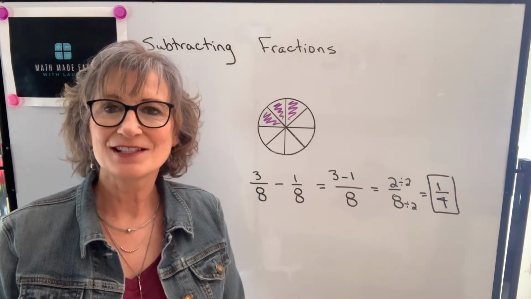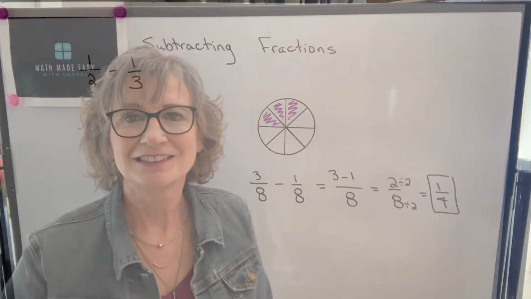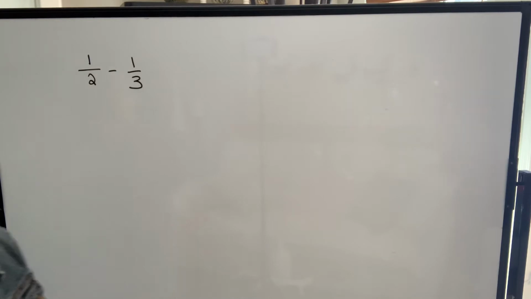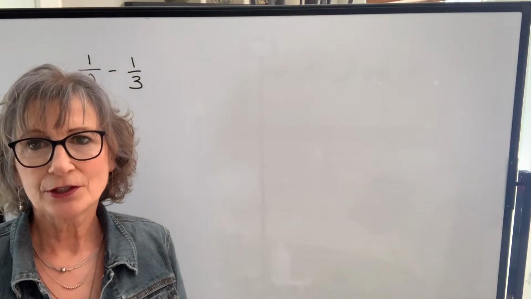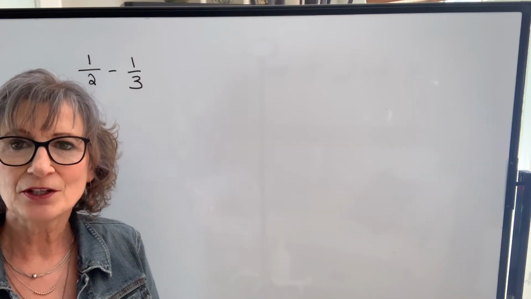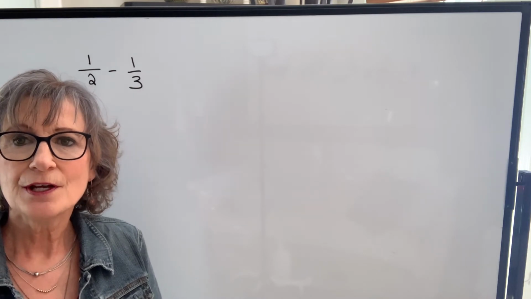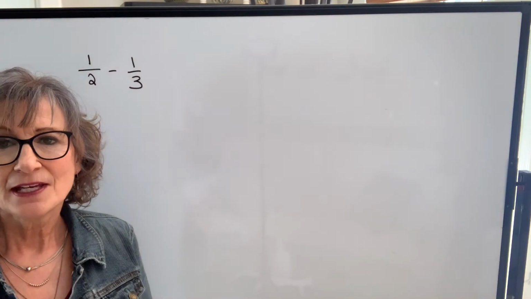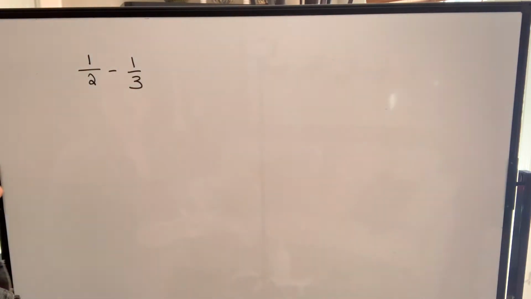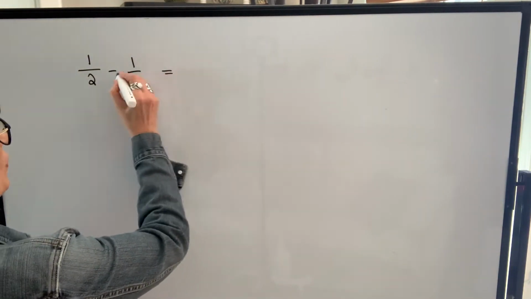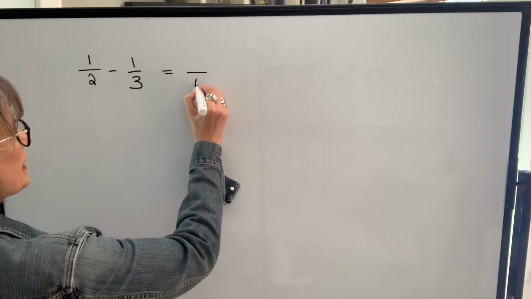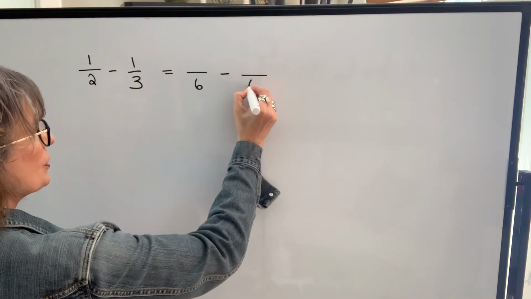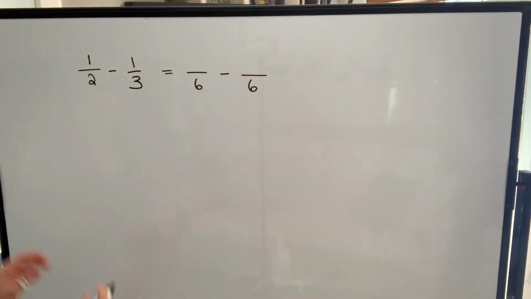Let's take a look at some more examples. In our next example, we have 1/2 minus 1/3. We need a common denominator. So you look for the lowest common denominator, which means you look for the lowest number that both 2 and 3 divide into evenly. That number is 6. So we want to change 1/2 to an equivalent fraction with 6 as the denominator. We want to change 1/3 to an equivalent fraction with 6 as the denominator as well.